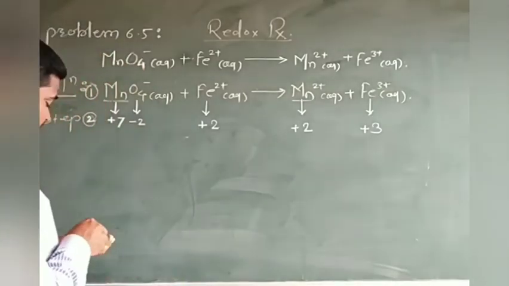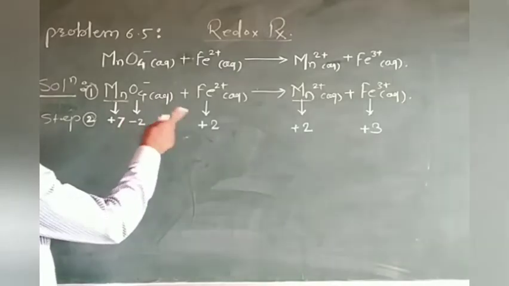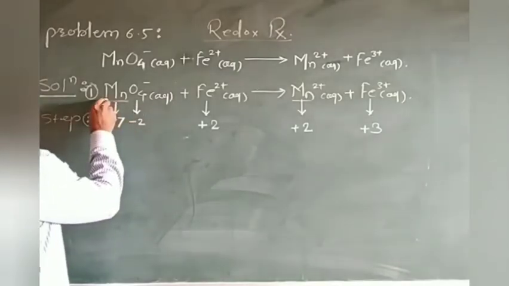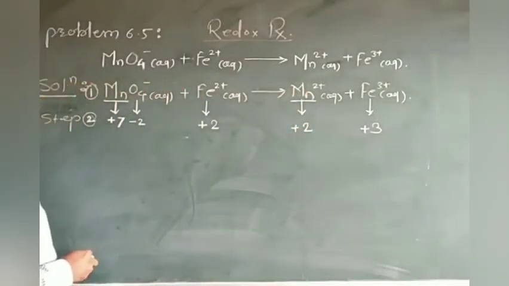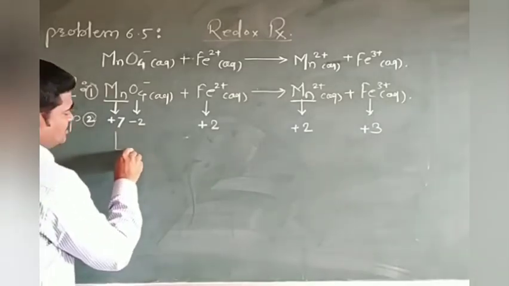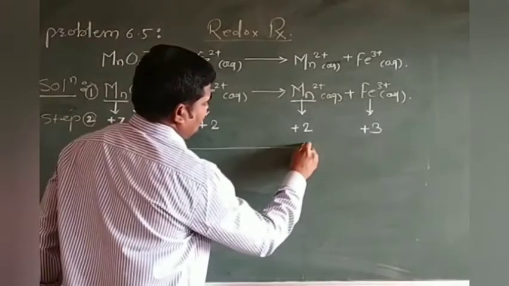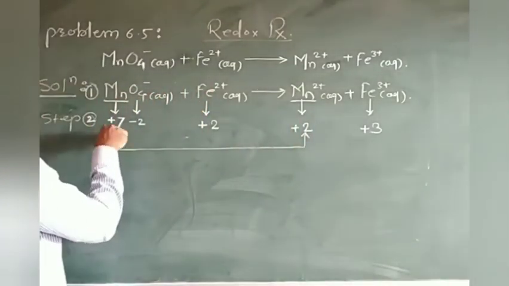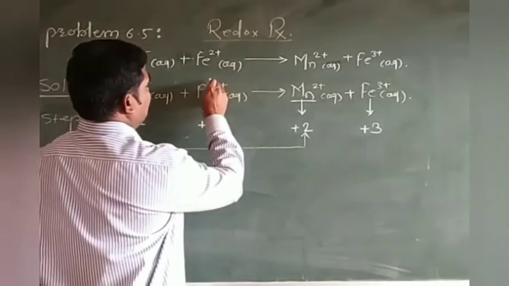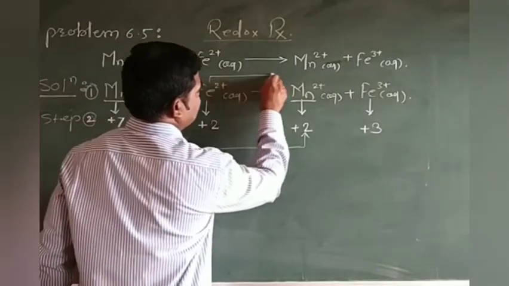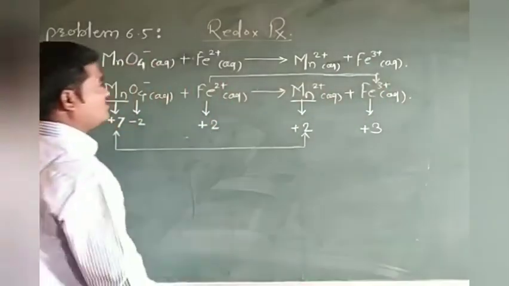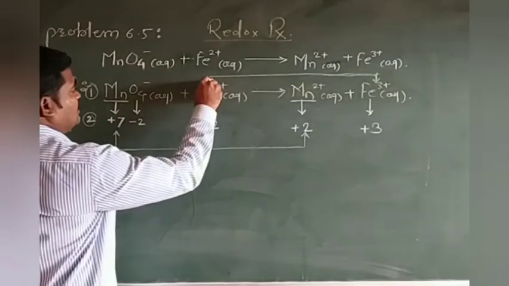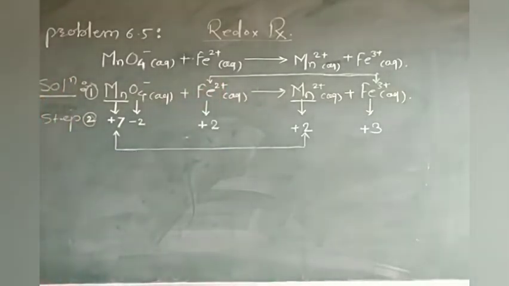For that we have to observe both the same ions, that is Mn here and Mn here. We have to observe the given ionic equation in case of oxidation numbers. Look at this, I will mark manganese like this, and the other ionic element, that is iron, which is present here. I will mark both these ions so as to compare where the increase in oxidation number and decrease in oxidation number is going to take place.